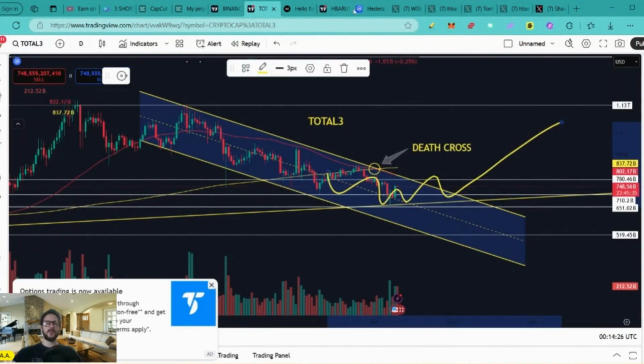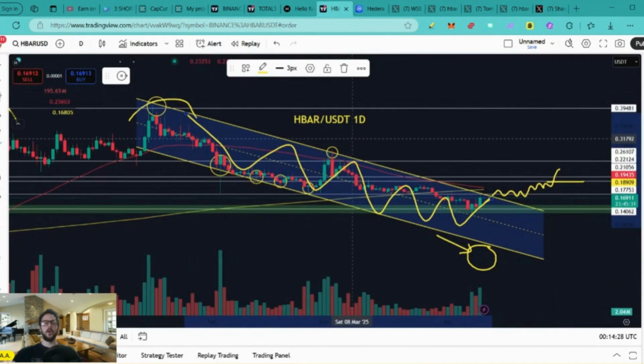Let me know in the comments below, guys, what is your price prediction for HBAR in the long term? Are you bullish or bearish? I really want to know what you guys think.